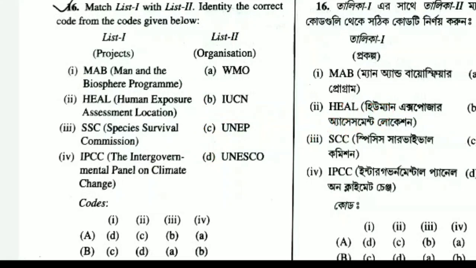Next is SSC. It is not the exam which is conducted in India. It is Species Survival Commission. So this Species Survival Commission organization is what? It is IUCN. And IPCC, that is Intergovernmental Panel on Climate Change. The parent organizations are WMO, that is World Meteorological Organization, as well as United Nations Environment Program, UNEP. They both are the organizations for the IPCC.